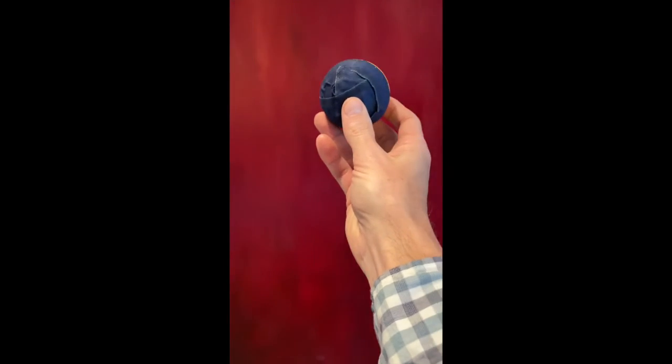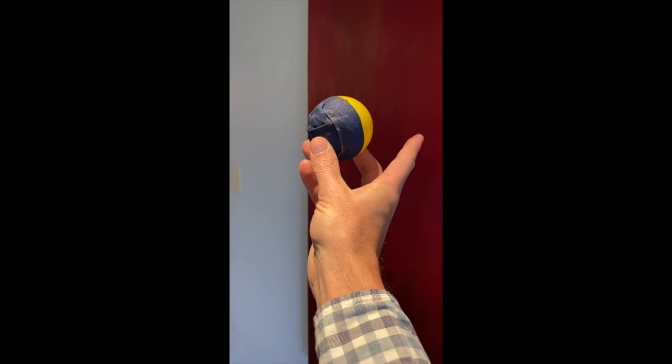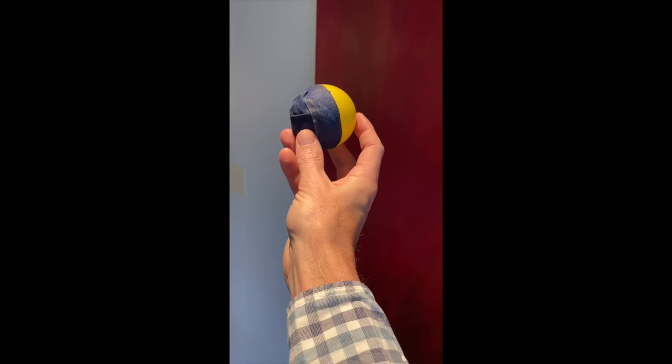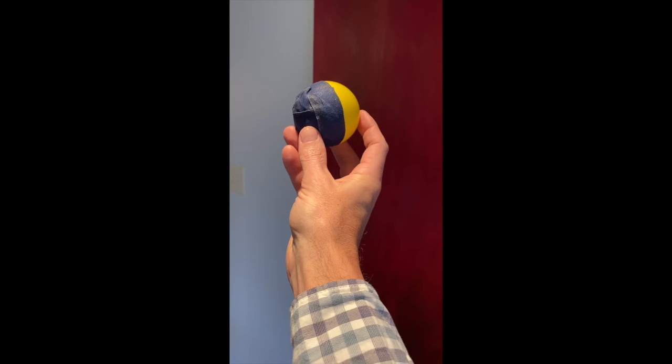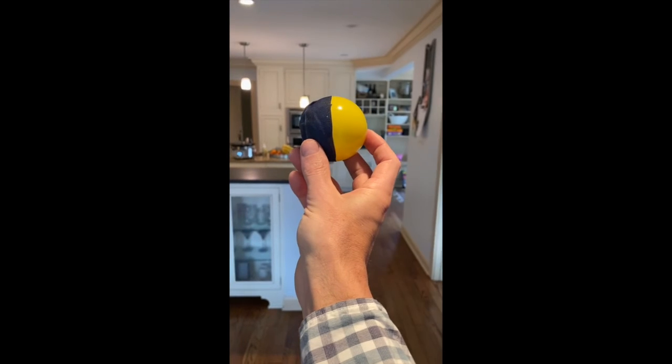We're gonna rotate 45 degrees. Key here, we wanna keep the light half of the ball always facing the light source. So after a 45-degree turn, you're gonna draw what you see on your lab sheet. And then we're gonna move to position 3.